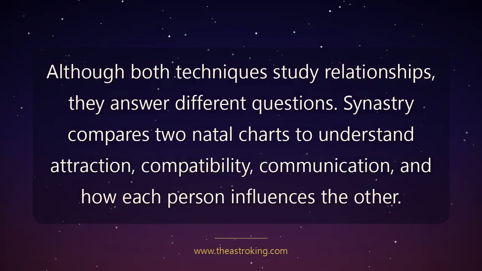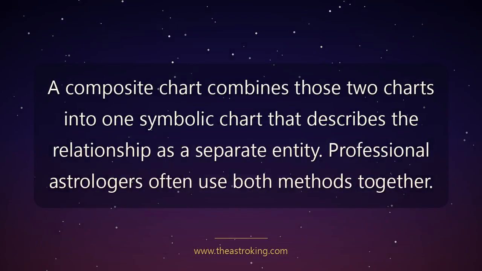Although both techniques study relationships, they answer different questions. Synastry compares two natal charts to understand attraction, compatibility, communication, and how each person influences the other. A composite chart combines those two charts into one symbolic chart that describes the relationship as a separate entity. Professional astrologers often use both methods together.